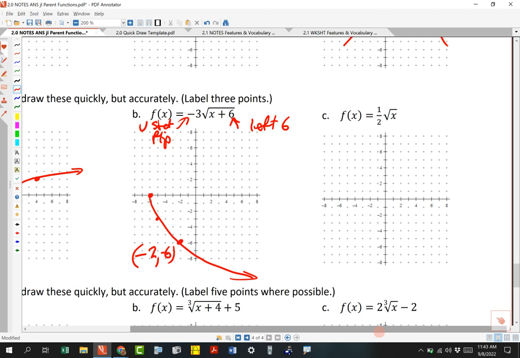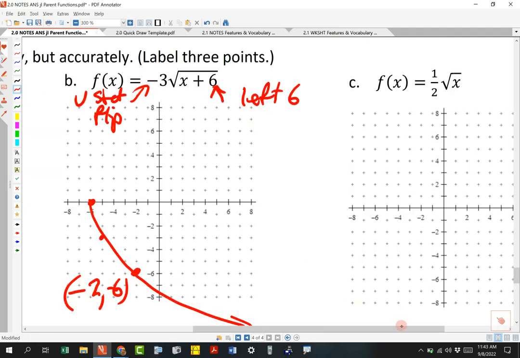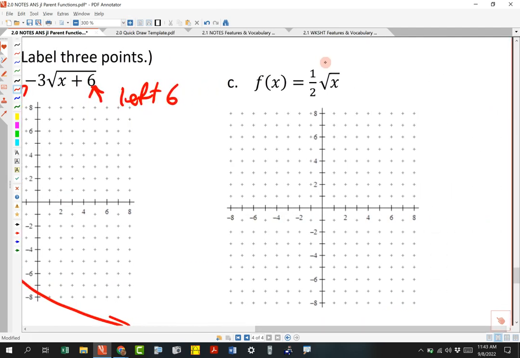1/2 times x. Smart. What's that 1/2 going to do? It's going to shrink it by 1/2. Yep. It's going to vertically shrink it by a factor of 1/2. So I'm going to put vertical shrink 1/2. So it used to be here, here, and here. That's what it used to look like. Now it's going to look like this.